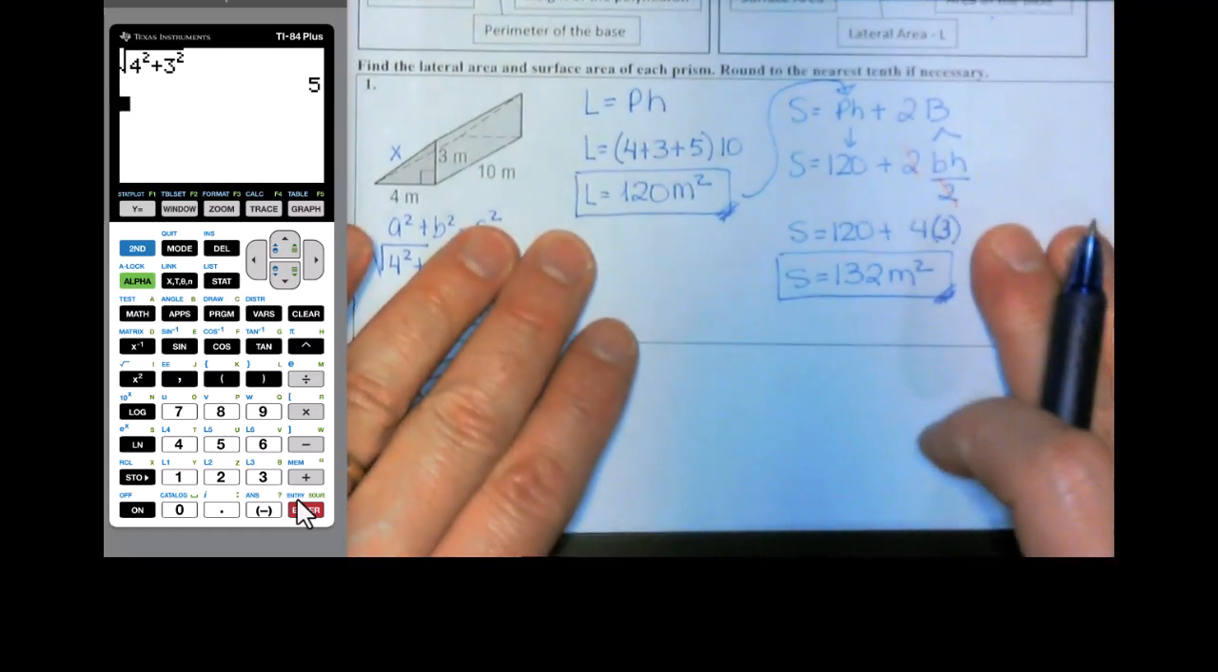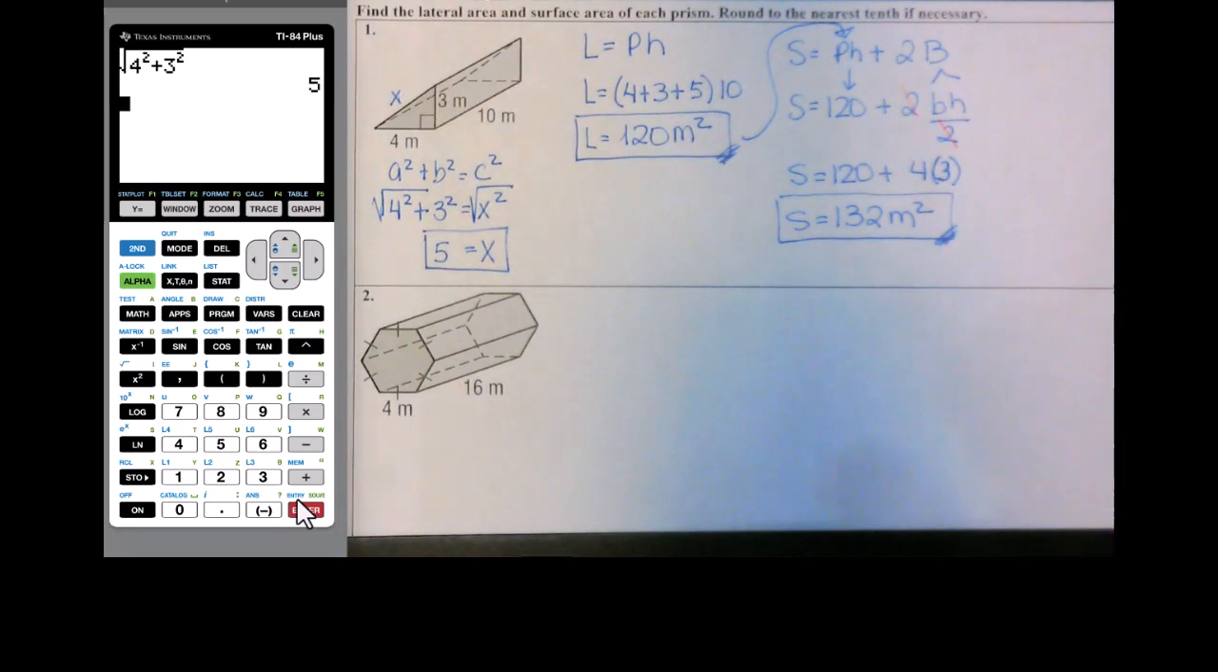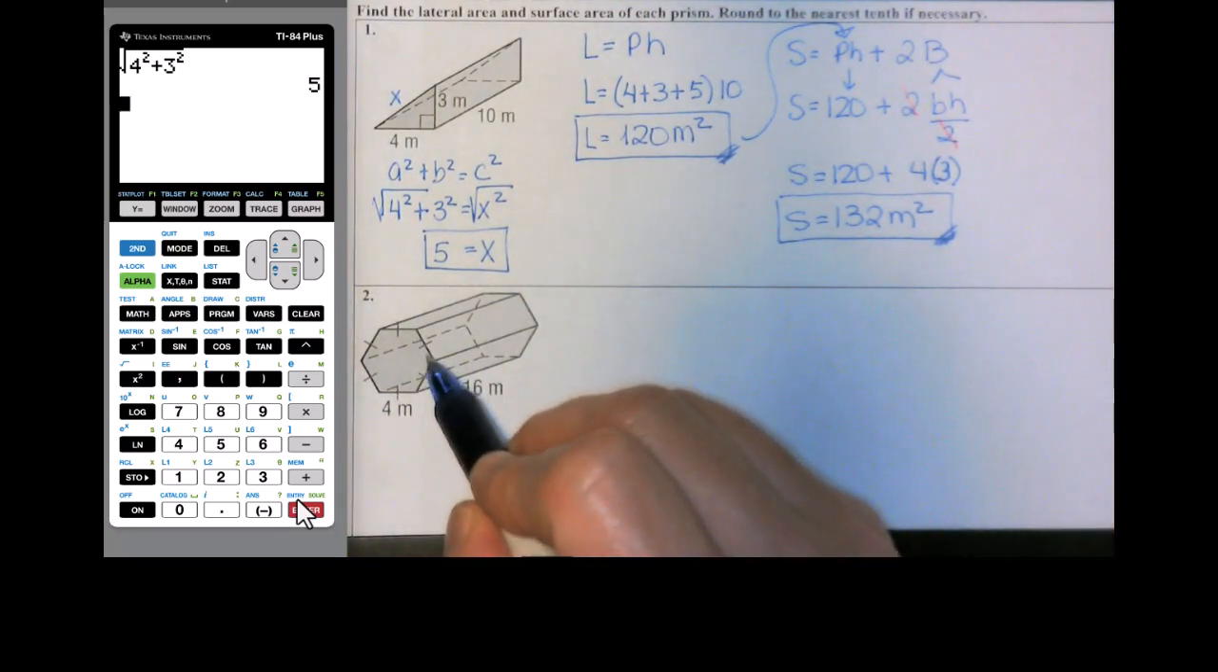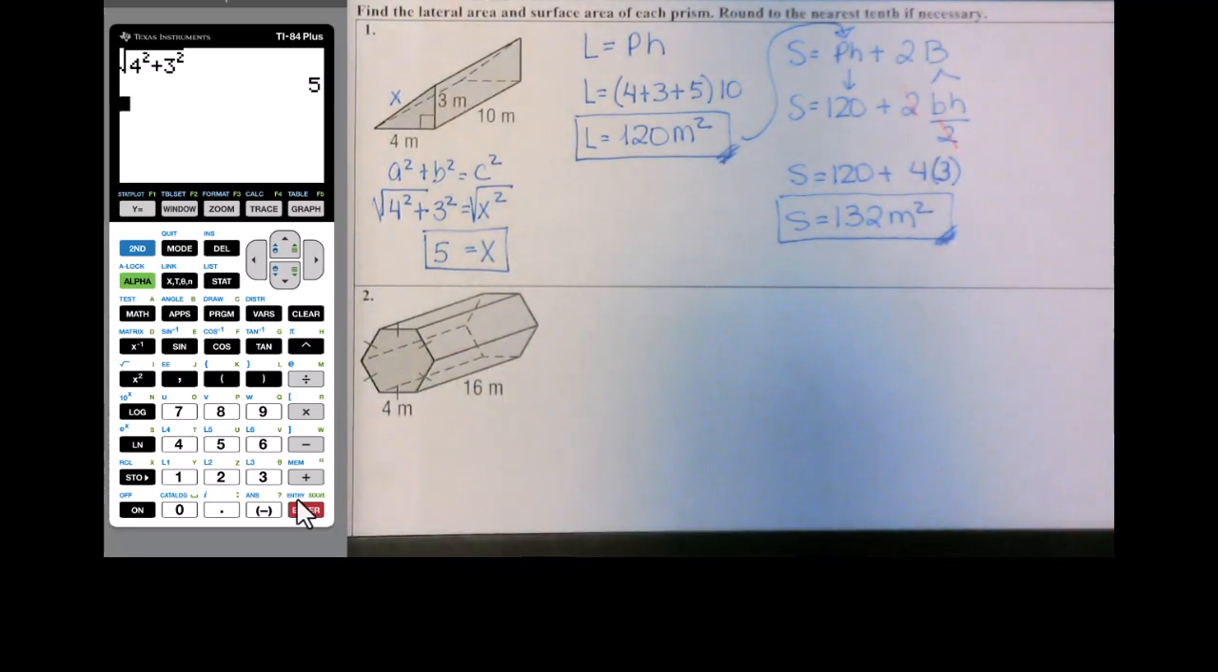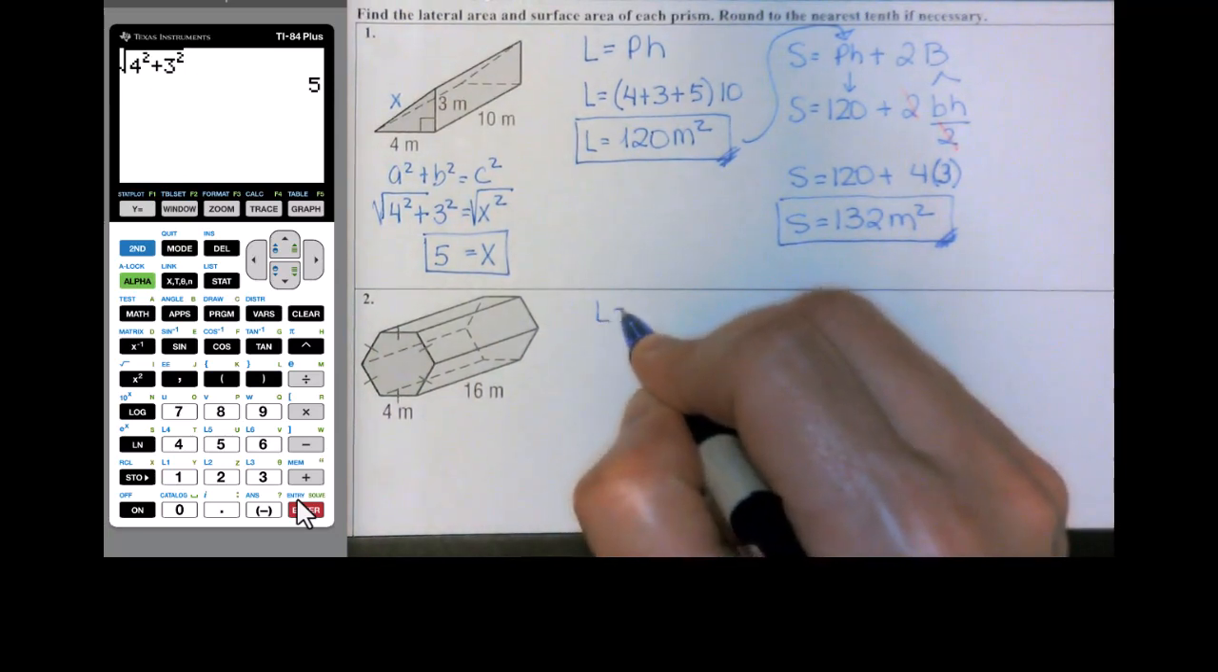Let's go on to the next problem. Next problem, I have a hexagonal prism that is also laying on its side. Okay, so let's start out with the formulas.